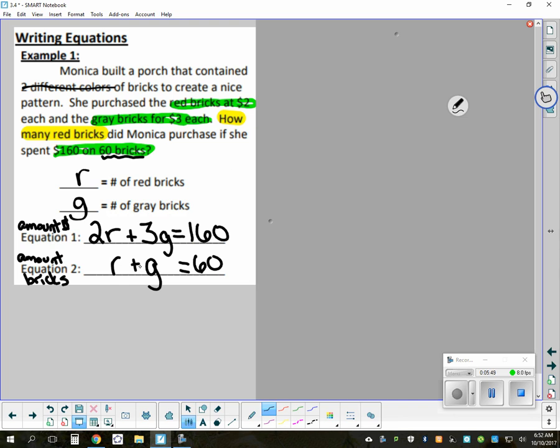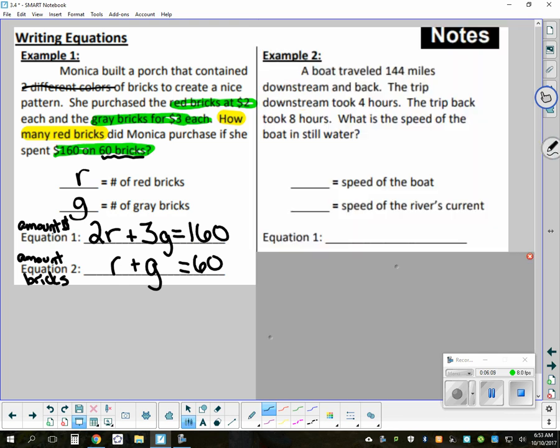If we solve this system through, we would find out exactly how many red and gray bricks she bought to have a total of 60 bricks and a total dollar amount of 160. At this point, we're not solving. I'm just wanting you to set up the equations from the word problem. So we will stop there, and we will look at example 2.